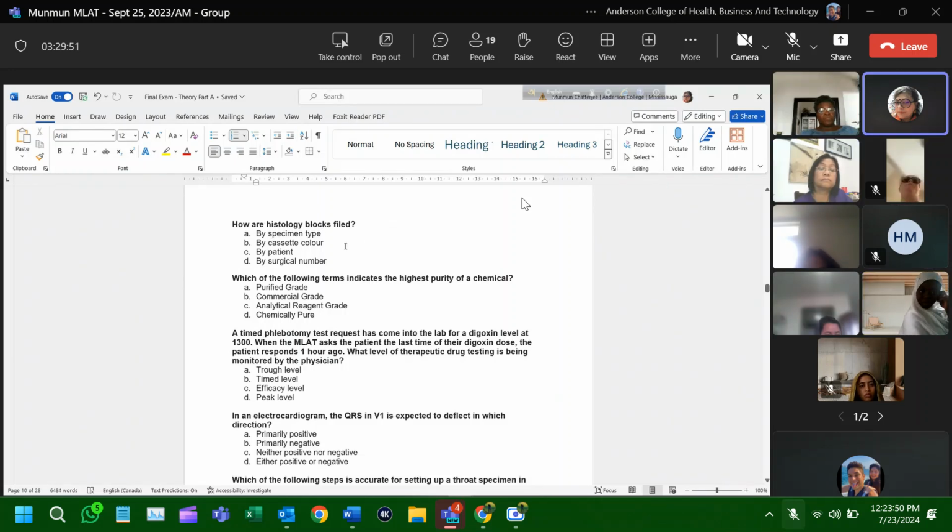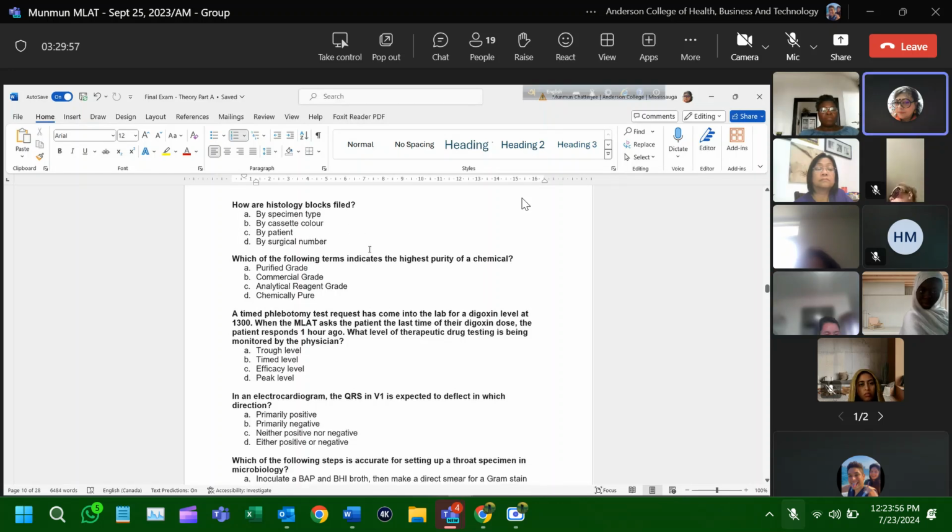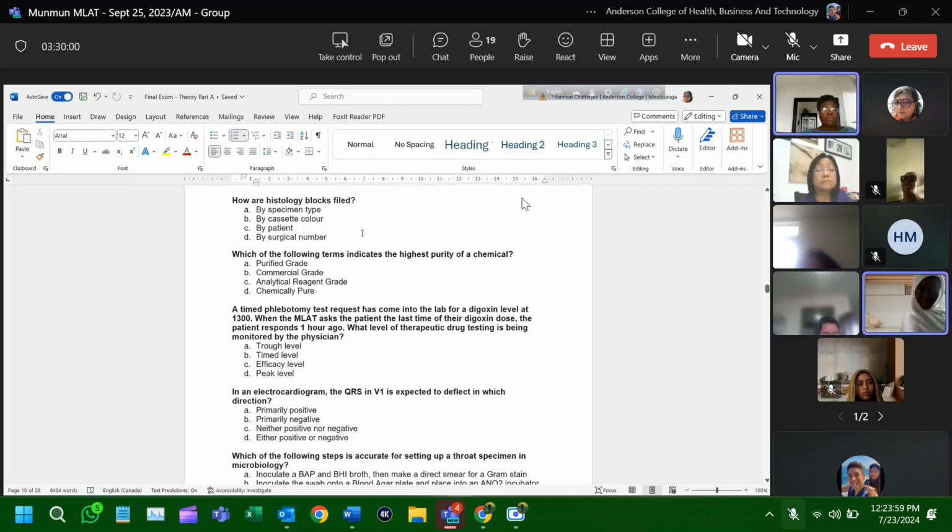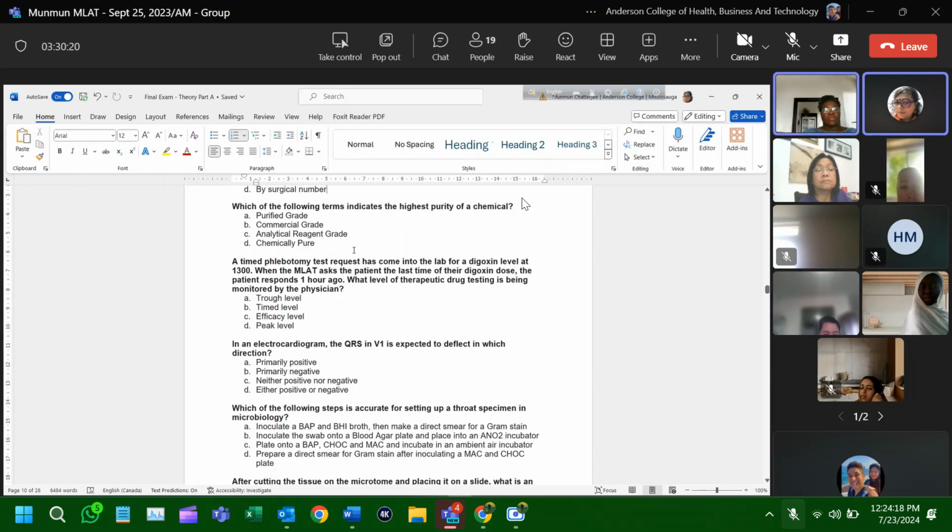Histology blocks are filed by specimen type? Sorry, filed by surgical number. You sure? Not by patient name? Yes, surgical number. What is another name for the surgical number? Accession number. Accession number depends upon the hospital. Accession number means the number through which you can access. It can be anything, whatever the rule is. That is the accession number.